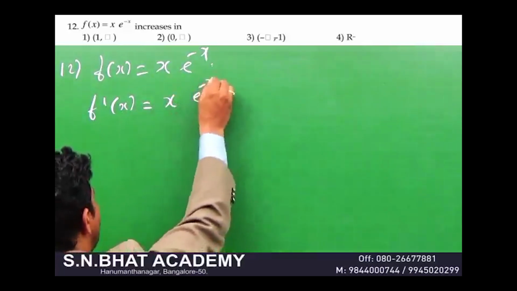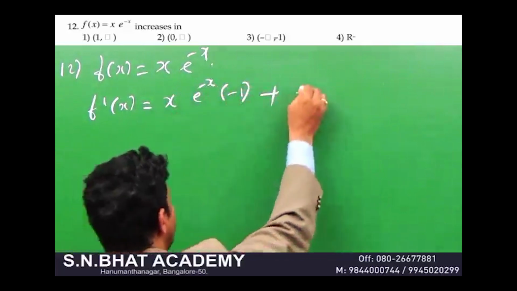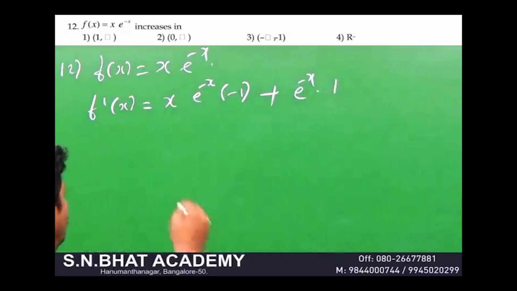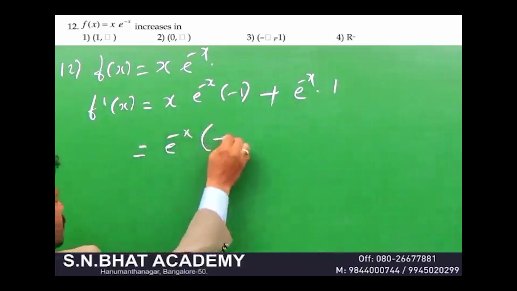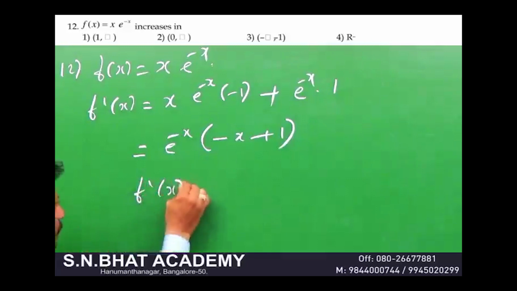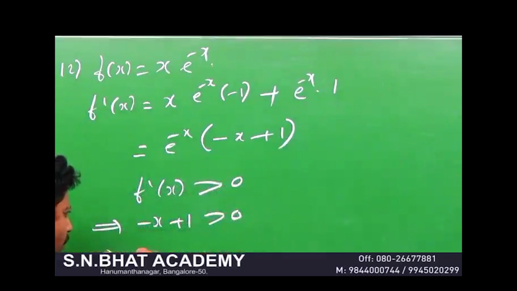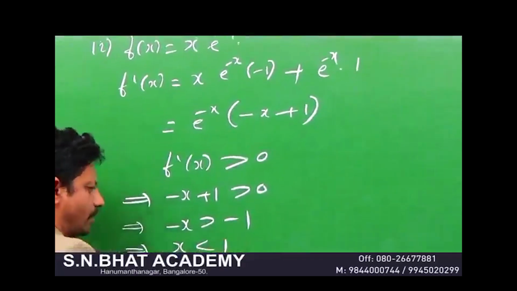So x into e power minus x, for minus x the derivative is minus 1, plus e power minus x into x, the derivative of x is 1. Now we can take out e power minus x. If you take out e power minus x, you will be left with minus x plus 1. For an increasing function f dash x should be greater than 0. This implies minus x plus 1 greater than 0. In other words, minus x is greater than minus 1 or x is less than 1.